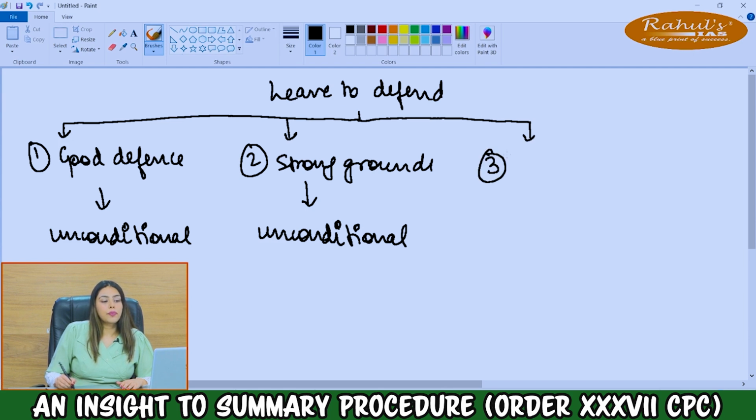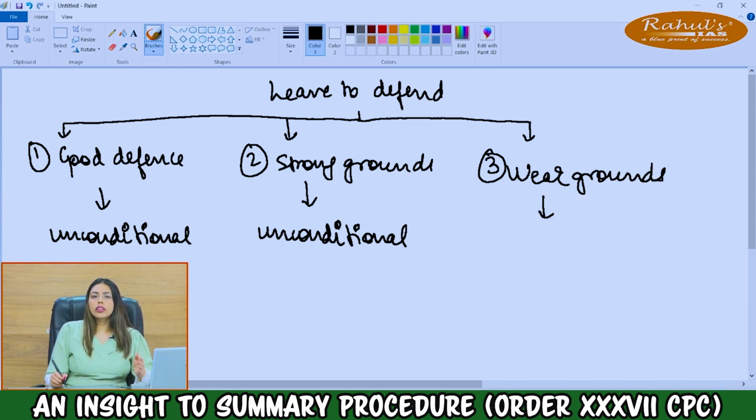Third is where the defendant has weak grounds. Now here, on the basis of natural justice, the court will conditionally grant the leave to defend.